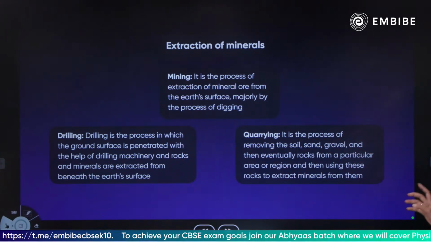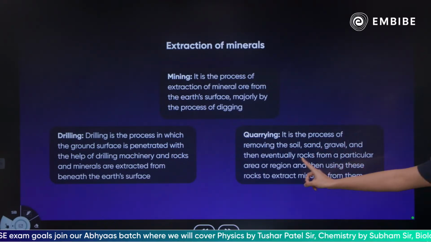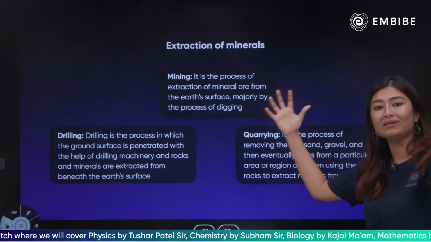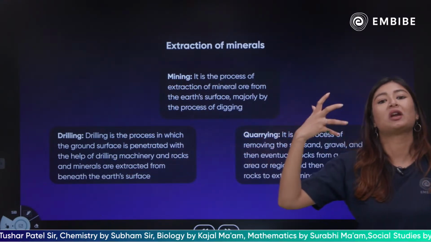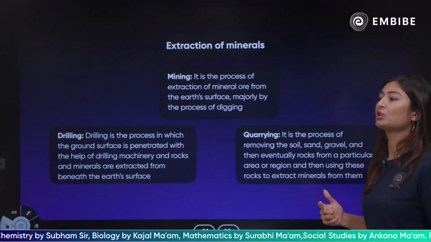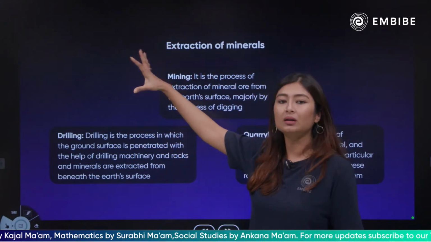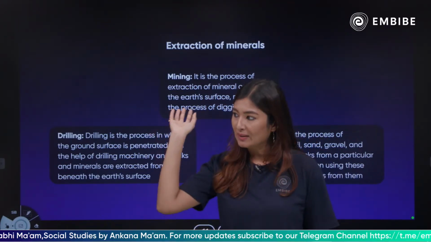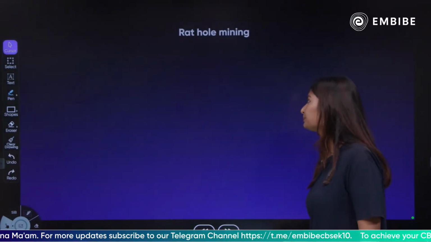Then you have quarrying, where you remove the soil, sand, gravel, layers जो होते हैं अलग अलग, वो पूरा हटाते हैं and eventually rocks from a particular area or a region, and then using these rocks to extract minerals from them. तो आप पूरे के पूरे पत्थर को ही वहाँ से निकाल लेते हो, उसको तोड़ तोड़ करके उससे हिस्से नहीं निकालते हो, पूरे पत्थर से आप extract कर लेते हो. That is quarrying. So a lot of times you will see quarries left where you will find big stones available. बड़े बड़े ना पत्थर आपको दिखेंगे हर तरफ. वो quarry abandoned होती है, it's not any more useful, and sometimes water gets collected in it, it becomes very scenic, but it's a very bad exploitation of the earth's surface.